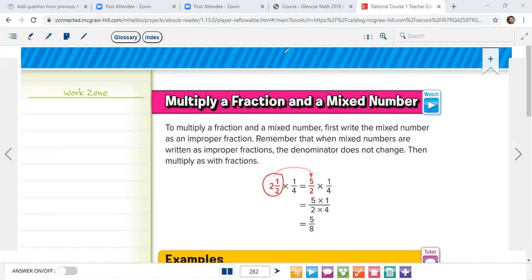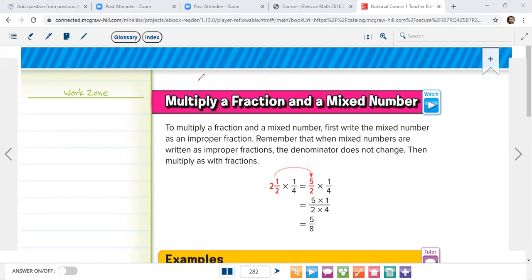So what we are going to do is, from down to up, we multiply the denominator by the whole number, then we add the numerator. Again, multiply the denominator by the whole number, so 2 times 2 will give you 4. Then you add the numerator, so 4 plus 1 will give you 5. Don't forget you put it over the same denominator, which is 2. So we don't change the denominator. Now you can multiply 5 times 1 and 2 times 4. This will give you 5 over 8.